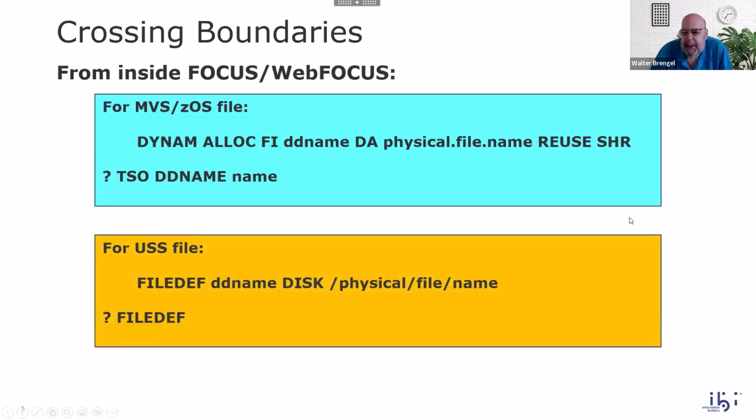If you want to go to USS, you should use a FILEDEF. FILEDEF DD name, we're saying it's going to go to disk. Give it your full path to your file name with the file name. And if you want to see that that's in play, you can do question mark FILEDEF.